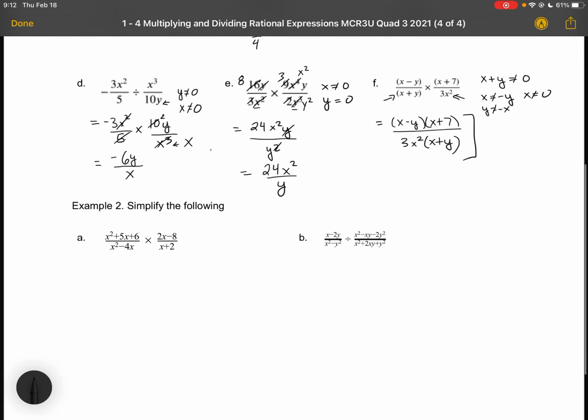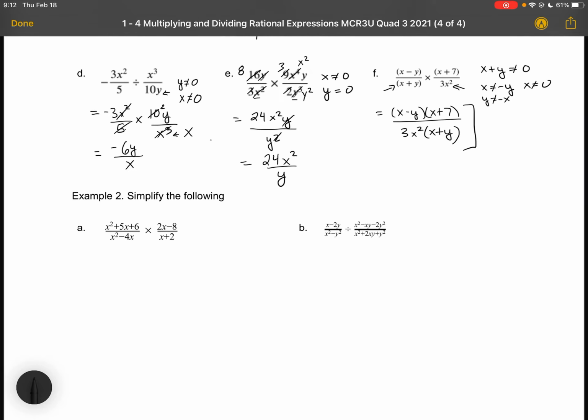Let's take a look at some examples where we can factor. So in example 2, we're still simplifying. And we're going to start off by checking to see if we can factor. So I notice that I can factor my first numerator as a simple trinomial, x plus 2, x plus 3. I can also factor my denominator using common factoring as x times x minus 4. And in my second fraction, I can common factor the top. And then I'm going to leave the bottom alone because I can't factor that at all.